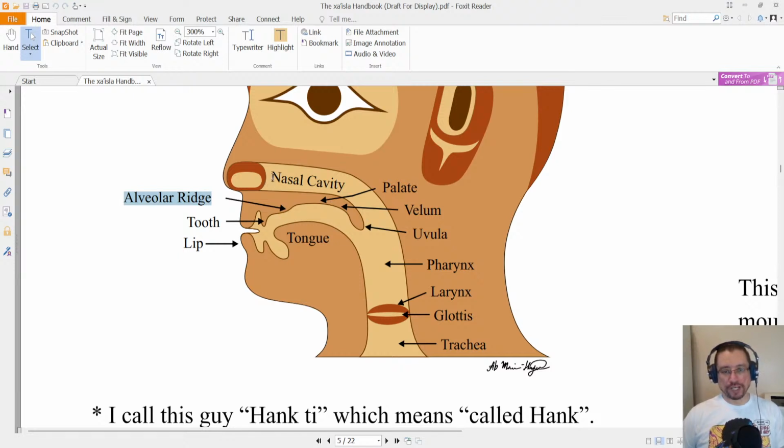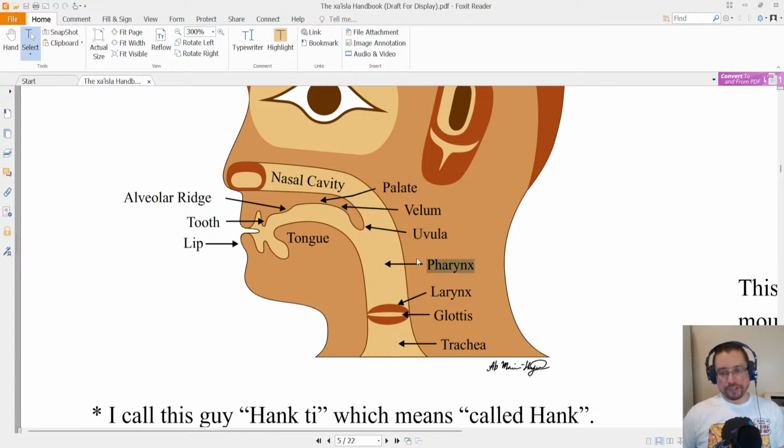We have the nasal cavity. So it's basically your nasal passage. We have the palate, and this is the hard palate specifically. So it's the hard part of the roof of your mouth. Behind that you have the velum. So it's the soft part of the roof of your mouth further back in your throat. Then you have the uvula. It's the little piece of tissue hanging in the back of your throat. Kind of looks like a little punching bag.